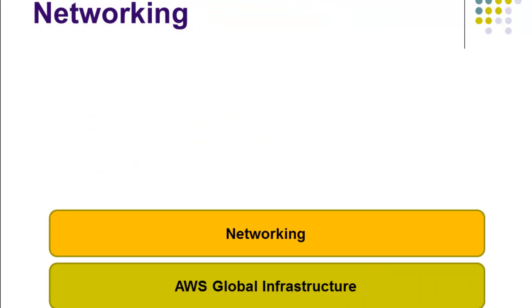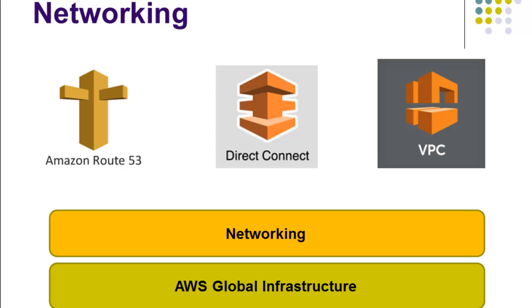Alright, now let's take a look at AWS networking components. Networking consists of three different components. We have Amazon Route 53, Direct Connect, and Amazon VPC. Route 53 is Amazon's domain name service or DNS service, and it allows you to host your domain with AWS. Route 53 effectively connects user requests to infrastructure running in AWS, such as Amazon EC2 instances, Elastic load balancers, or Amazon S3 buckets.